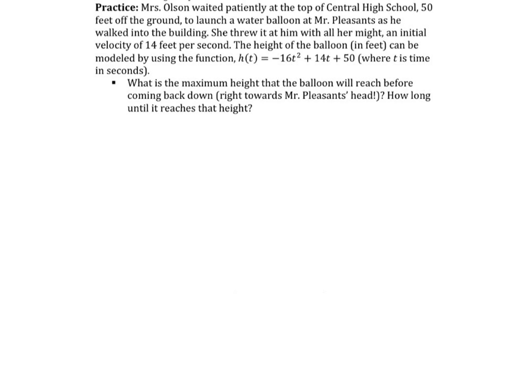Alright, so one thing that you have to know here is that all these numbers, the negative 16t squared, that's just gravity. 14t comes from the speed that she threw it. And that 50 just comes from the 50 feet off the ground. A lot of times on tests, they'll give you all that information, but then put it into the formula for you. It's kind of confusing, but that's what it does sometimes.